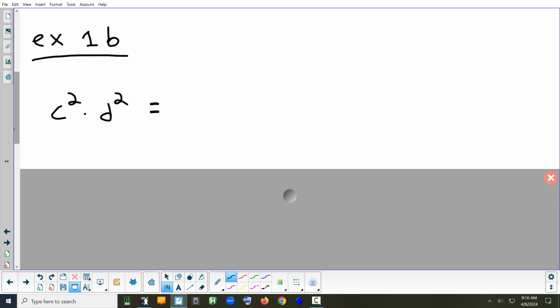Would you just combine the base so it would just be CD? You have to be careful on this one. Yep, you can't combine them. Why not? Because they're two different letters. Because, yeah, the bases are different. So they said simplify if possible. It's not possible. So the only thing you could do is basically rewrite the original problem. That's the final answer: c squared times d squared. Nothing you can do.